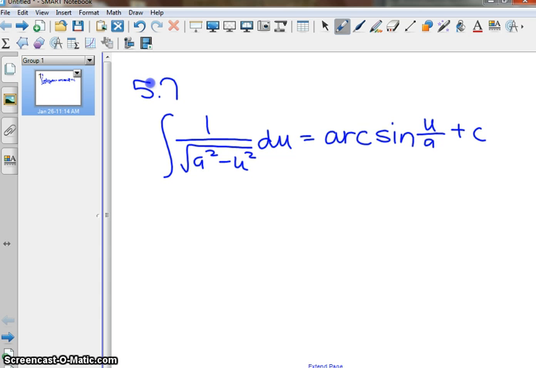So for example, if we are working the problem 1 over the square root of 4 minus x squared dx. Look at that problem. You might initially think that your u would be 4 minus x squared. But the derivative of that is negative 2x, and there's nothing in the problem to substitute in for. There is no x value. So then you need to realize that this is an inverse trig problem. Out to the side, I would write that my a value is 2, and that my u value is x.